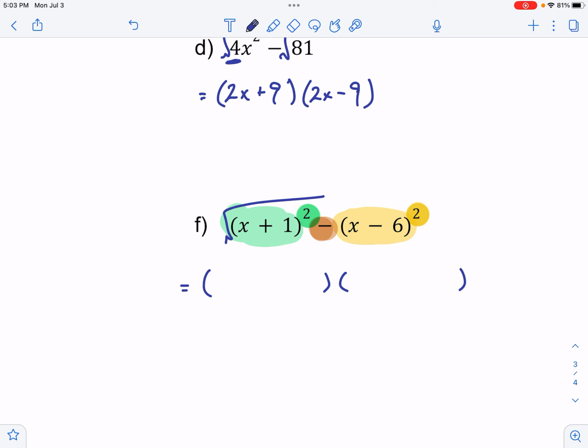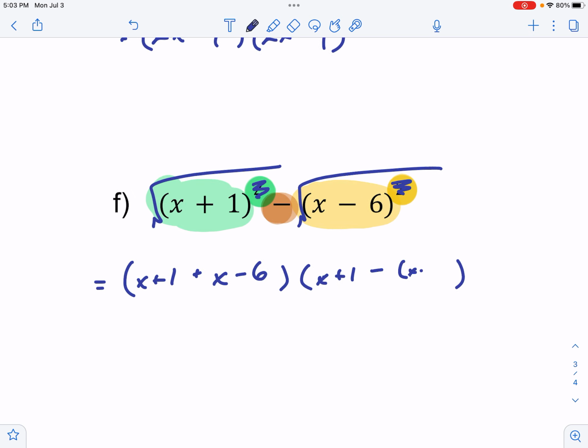Square root of the first one would just cancel out that exponent, so I'd be left with an x plus 1. My first bracket is going to have a plus, my second bracket is going to have a minus. Now I take the square root of the second one, which again just cancels out the squared, so I'll have an x take away 6. And then in my second one here, I'm going to put the x take away 6 in brackets, and that's important to distinguish because we need this negative sign to apply to the entire bracket, not just the first term.